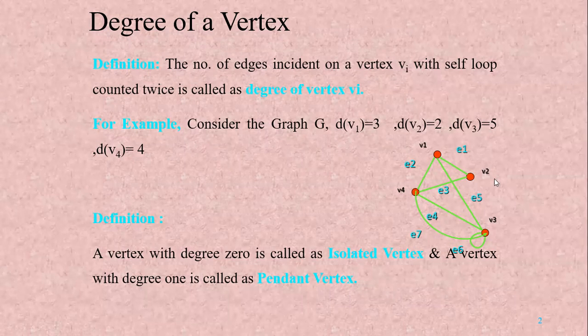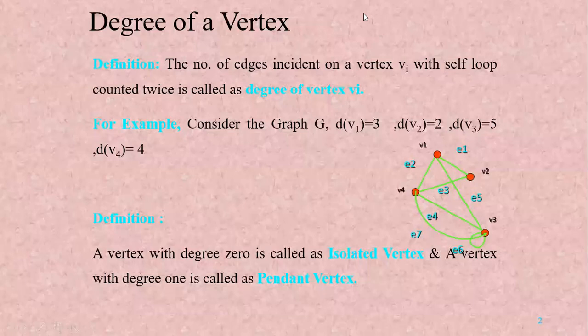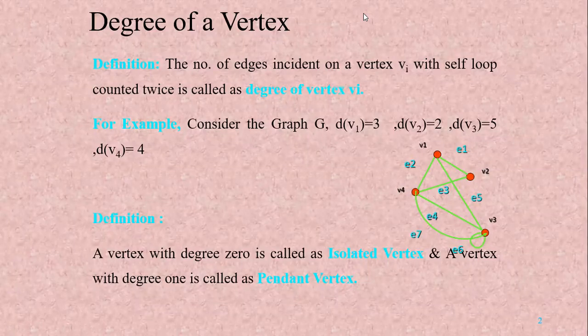Here, this is the graph G. Now we will check what is degree. First of all, a degree means the number of edges incident on a vertex V. Suppose that edge is a self-loop, then we count it twice. The degree of a vertex in a graph G is the number of lines incident with Vi. The degree of Vi is denoted by dg of Vi, where G means the name of the graph.